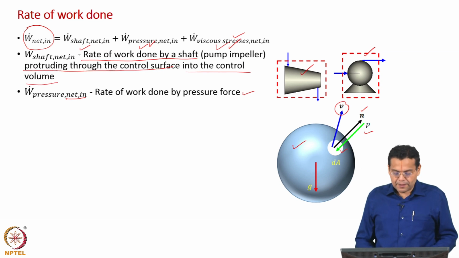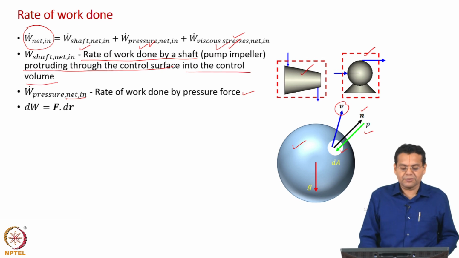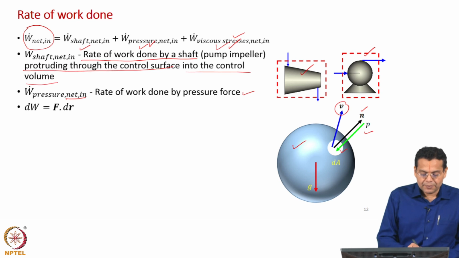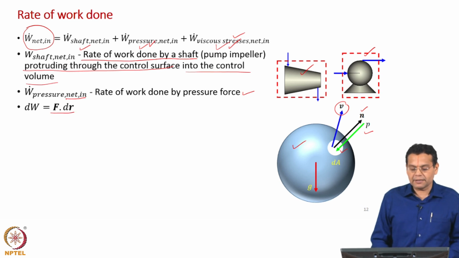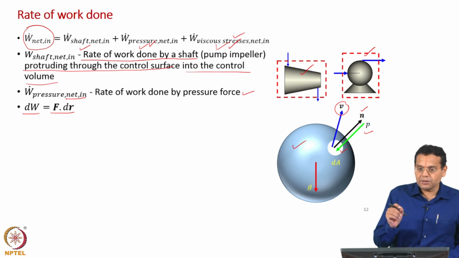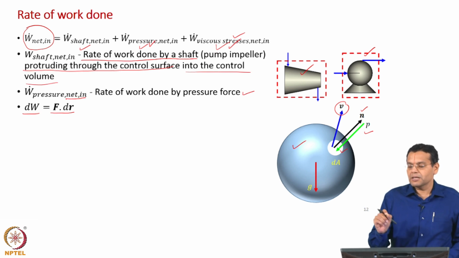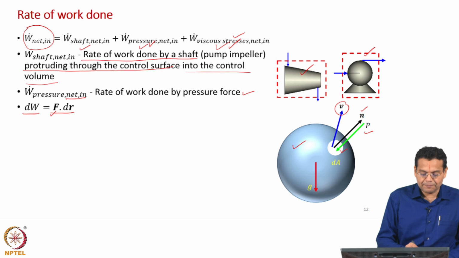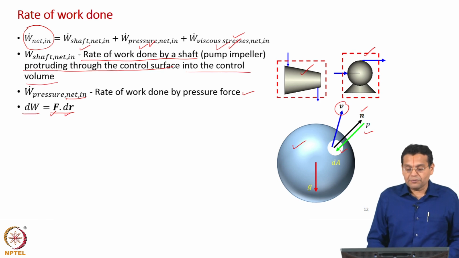Now, to write down the expression for the rate of work done by pressure force, let us proceed with this expression which is known to us from physics. What does this represent? The differential work done by a force in moving an object over a length dr vector is given by the dot product of the F vector with the dr vector. Left hand side is the differential work done. Let us say a force moves an object by a small length in a particular direction. So, if you take the dot product of F vector with dr vector, you get the differential work done.